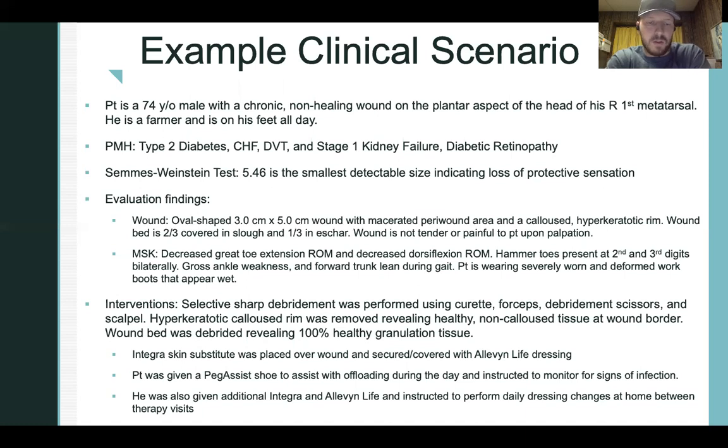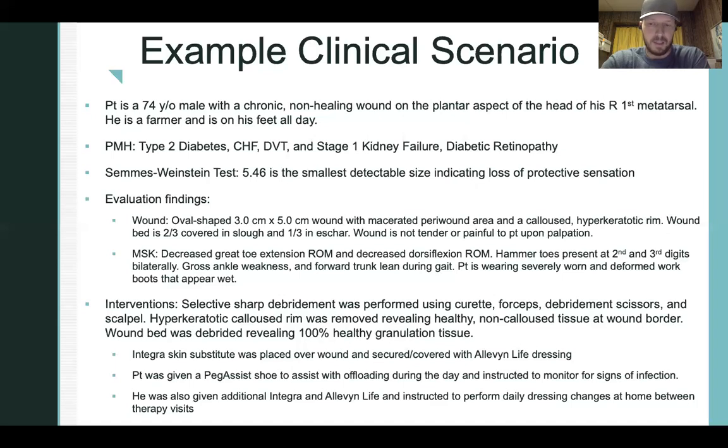The interventions we used, we performed selective sharp debridement using a curette, forceps, debridement scissors, and a scalpel for some of that tougher callus tissue. The hyperkeratotic calloused rim was removed, revealing healthy non-callous tissue around the wound border. The wound bed was debrided using a curette, revealing 100% healthy granulation tissue. What we did was we put Integra over the wound, and we secured and covered it with Allevyn Life for a little bit of pressure relief.